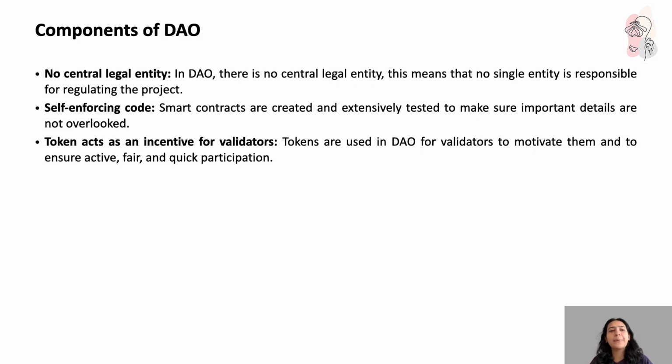Then the last slide, components of a DAO: no central legal entity, we know it's decentralized. Self-enforcing code, we know it's autonomous. Token acts as an incentive for validators. So tokens are used in a DAO for validators to motivate them and to ensure active, fair, and quick participation. So, all we want to say is we don't have a CEO, there's no centralized power. We don't have anything except code to govern, and then tokens are going to motivate people to contribute.